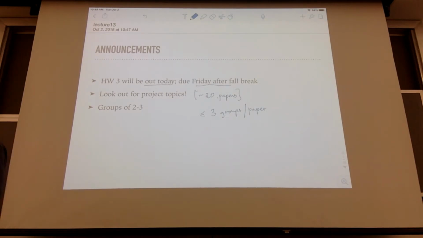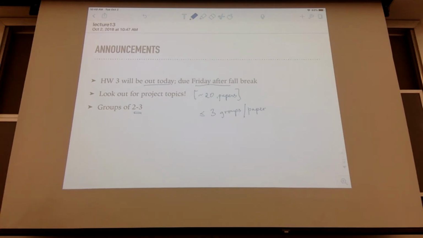Okay? And form groups of 2 to 3 people. You are welcome to do it by yourself, but I would recommend doing it with others because you'll all be judged at the same level. So it helps to have 2 or 3 people. So I would suggest groups of 3, because that way you won't have too many groups per paper and we can cover most of the papers. So that's about the project.